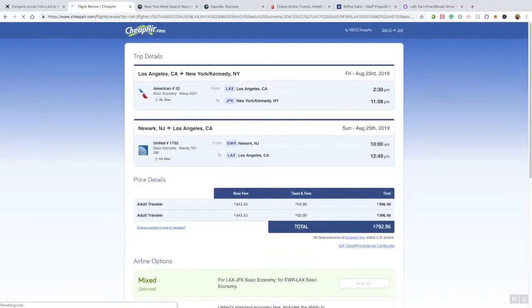Okay, so we have a non-stop Los Angeles to JFK, 2:30 p.m. arriving JFK at 11:06 p.m. on Friday, August 23rd, 2019. Then a return flight from Newark, New Jersey at 10 a.m. arriving Los Angeles at 12:49 p.m. Your total per person, $396.48 because we selected for two. Total $792.96.